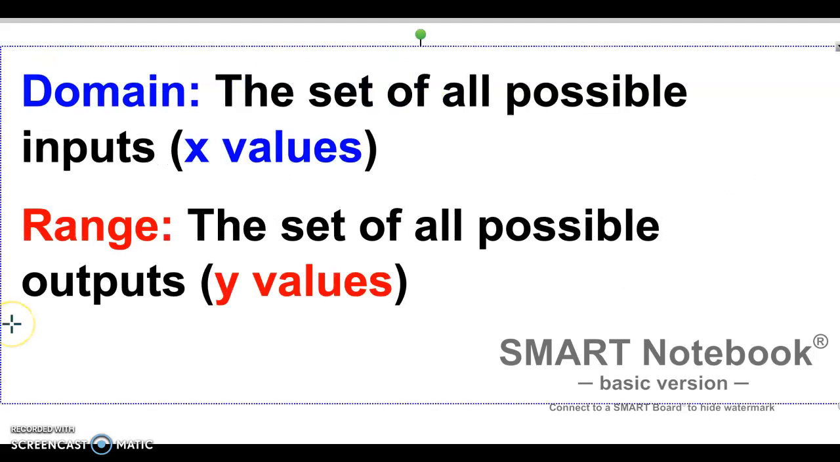So first we need to go over some vocabulary words. The domain of a function is a set of all of the possible inputs for that function, or all of the possible x values. The range of a function is the set of all the possible outputs, or all of the possible y values for that particular function. So domain is all of the inputs, it's all of your x values. Range is all of the outputs, all of the y values.